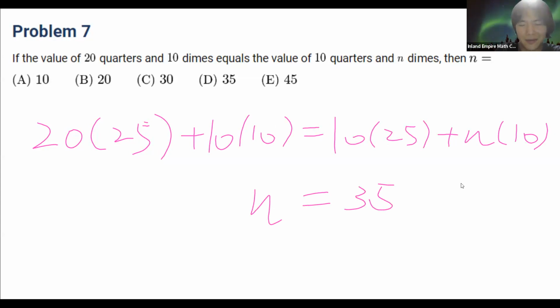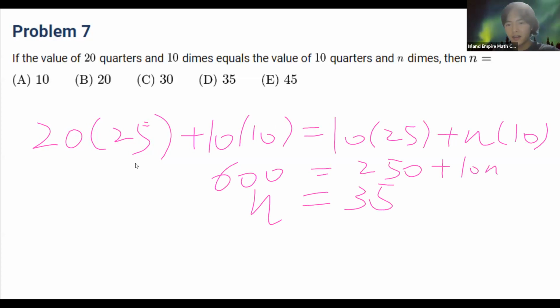And I guess if you fill in the steps, the left side is 600, right? And the right side is 250 plus 10n. So 10n equals 350, so n equals 35. Are there any questions on this one? No? All right, okay. Let's check out question 8.